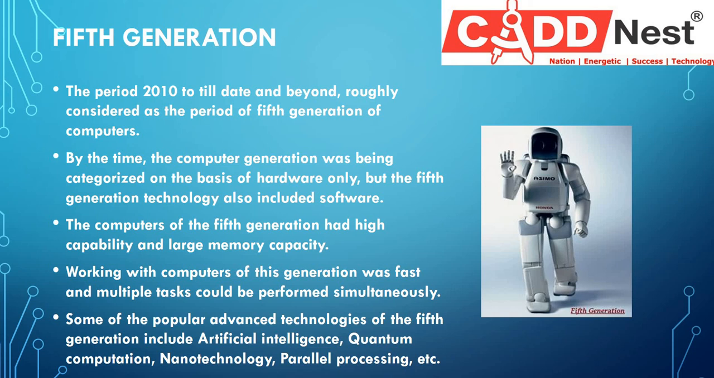Working with computers of this generation was fast and multiple tasks could be performed simultaneously. Presently, as you can see, while teaching your classes, I'm just presenting my screen, which means my computer or laptop is running two different activities at a time. Likewise, computers can perform multiple tasks at a time in the fifth generation, that is the present moment. And some of the popular advanced technologies of the fifth generation include artificial intelligence, quantum computation, nanotechnology, and parallel processing. So all this is advancement of technology.